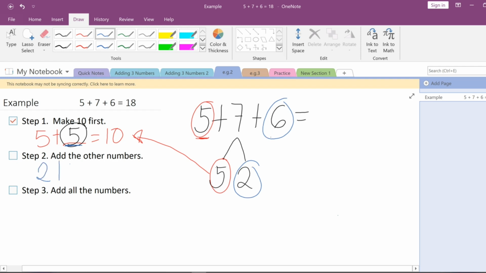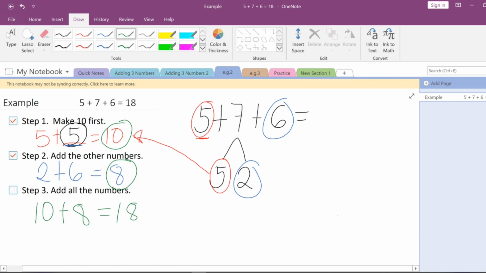2 plus 6 equals 8. So did we do step 2? Yes, we did. So let's tick this box. Step 3, add all the numbers. What are the numbers? First, we've got 10 and we've got 8. So let's write down 10 plus 8 is equal to 18.